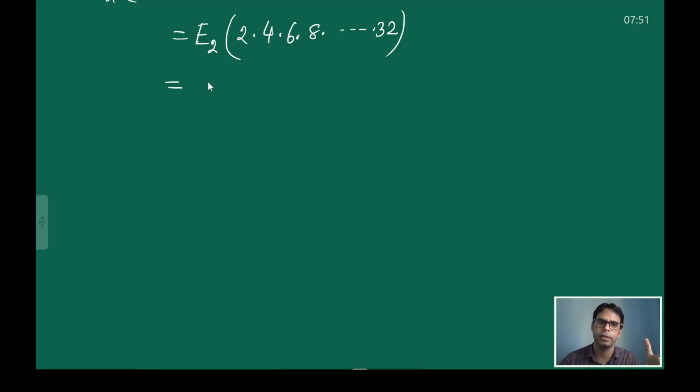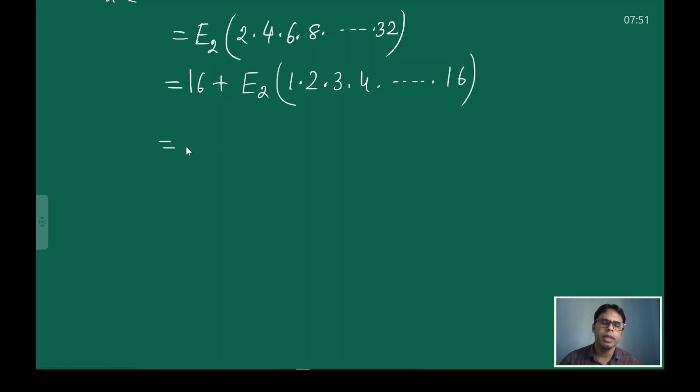In the factor 2 to the power 16, but we are to write the exponent of 2 only, not 2 to the power 16. We just write the exponent. 16 is the exponent, so we write 16 here plus e2 of the remaining exponents: 1, 2, 3, 4 and so on, and lastly 16.